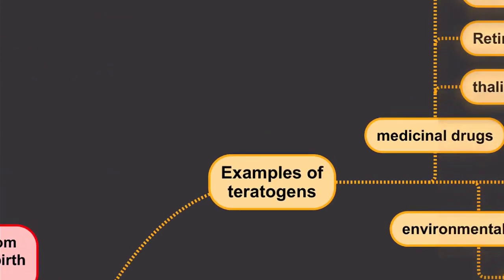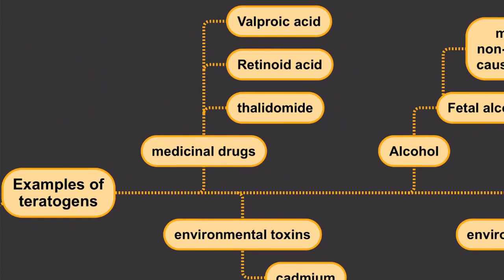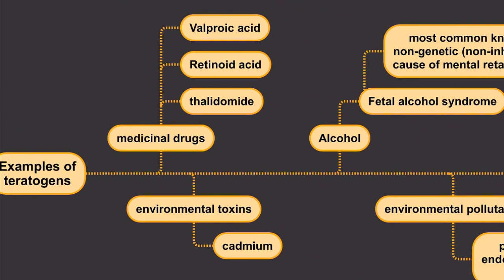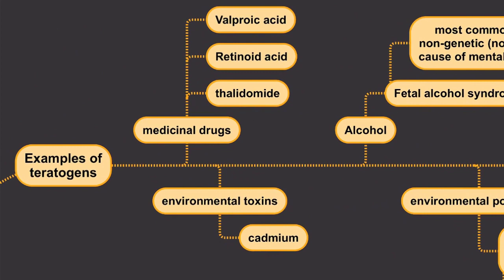Now, the second dimension. So the first dimension is good enough. The second dimension is examples of teratogens, and then various categories. In each category, you should be giving at least one example. At some places, you can give even 2 examples. So medicinal drugs: thalidomide, retinoic acid, valproic acid. Second, environmental toxin, for example, cadmium.